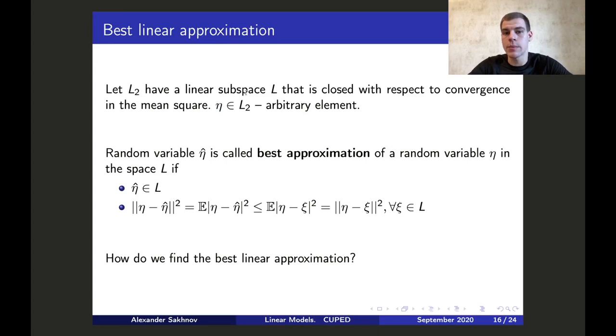And we want to find the best linear approximation of element eta in subspace L. So then we will say that the random variable eta hat is the best linear approximation of the random variable eta in space L if two conditions are met. The first one is that if we find the best linear approximation in space L, then our target element should belong to this space.